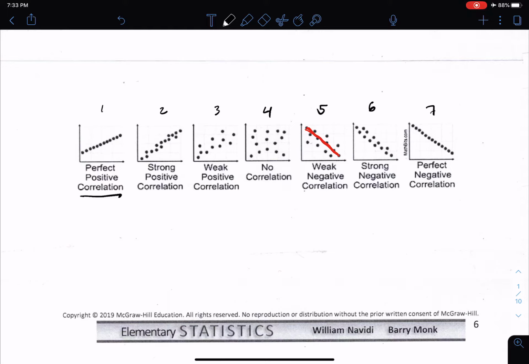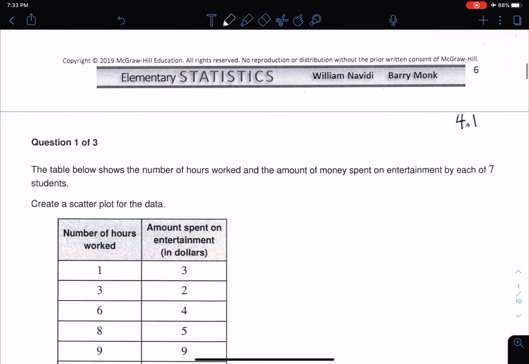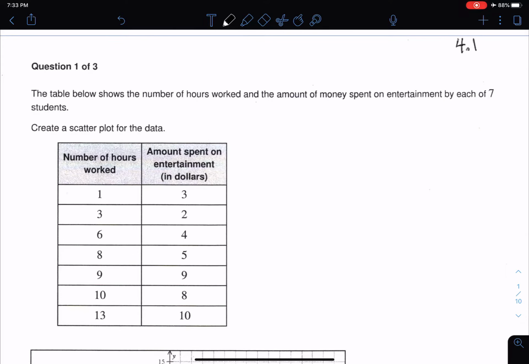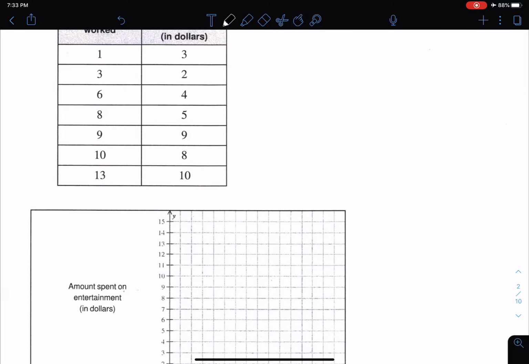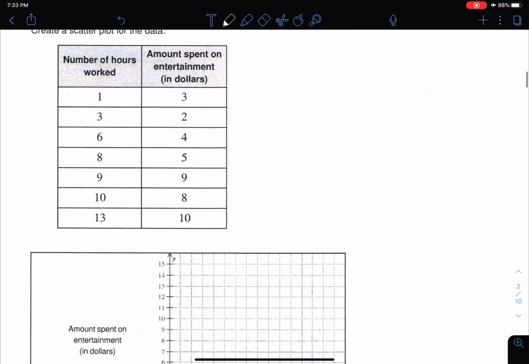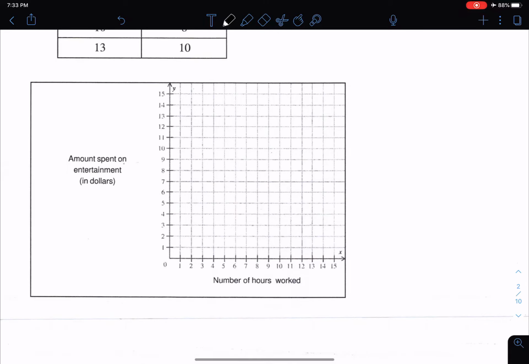All right, so remember we're talking about these correlations. Number 1, first thing we want to do is take the table below, which shows the number of hours worked and the amount of money spent on entertainment by each of 7 students. Create a scatter plot of the data. Well, that's just plotting the points. No big deal. So hours worked is going to be, for instance, our x-axis, and amount spent on entertainment is our y-axis in this case.